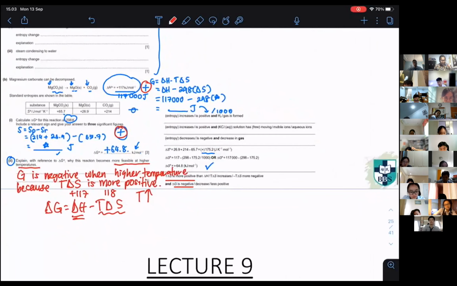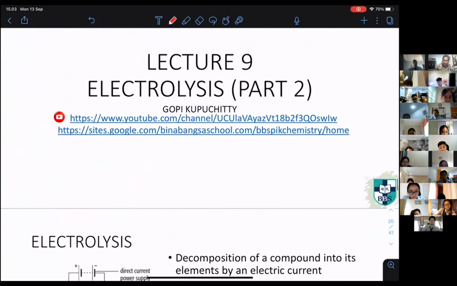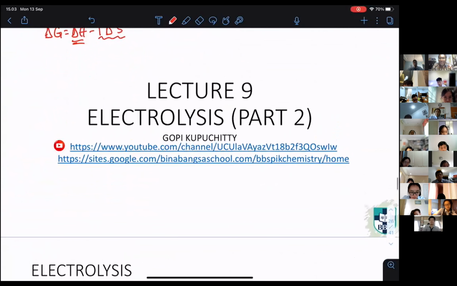Anyway, the first part is done. On time. Now it's 3 o'clock, so we have another 30 minutes. We will enter lecture 9, electrolysis part 2. For electrolysis, do remember that entropy is done and Gibbs free energy is done. Now we are going to enter electrochemistry, which I told you is going to be difficult.